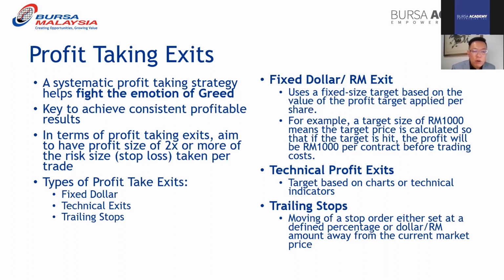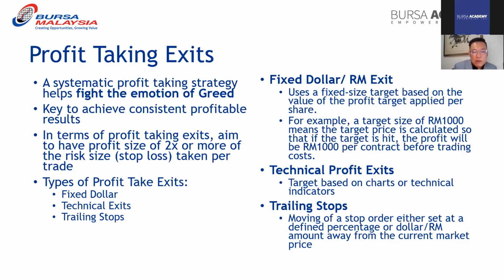In terms of profit taking exits, the guideline and the aim is to have a profit size which is 2 or more times the risk that you take. So if you're taking a stop loss of 500 ringgit, then your profit size should be 1,000 ringgit or more, basically 2 times or more of the risk. Similar to profit exits, you have fixed dollar exits and technical exits. One last extra in terms of profit taking is trailing stops. Trailing stops are very, very good because they let you maximize your profit potential.